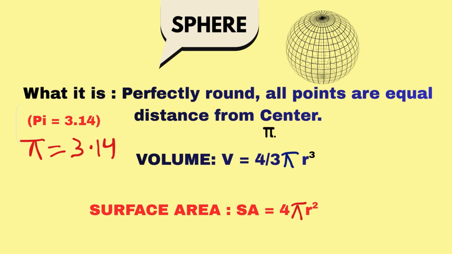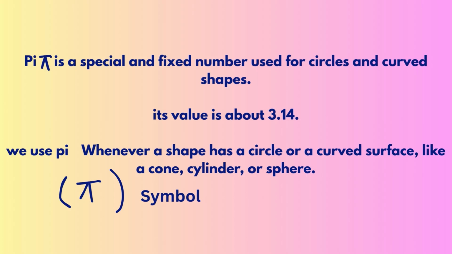How we calculate the volume? How much is the volume of the sphere? Volume is 4 by 3 pi r cube. R is the radius. And surface area how we calculate? 4 multiply pi multiply r square. This is the surface area we calculate for the 3D shape of sphere, spherical shapes.